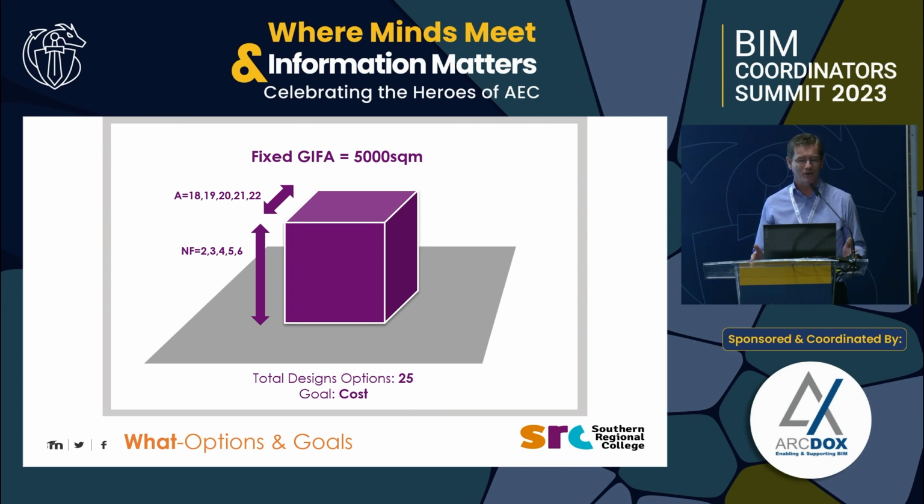So if you were to take, for example, a relatively small building of, say, 5,000 square meters, and you, as a designer, were looking at that and saying, well, we know traditionally that could be 18, 19, 20, 21, 22 meters deep, and the site restrictions and planning restrictions allow us to go either 2, 3, 4, 5, or 6 floors. Then what you really have there is 25 design options potentially.